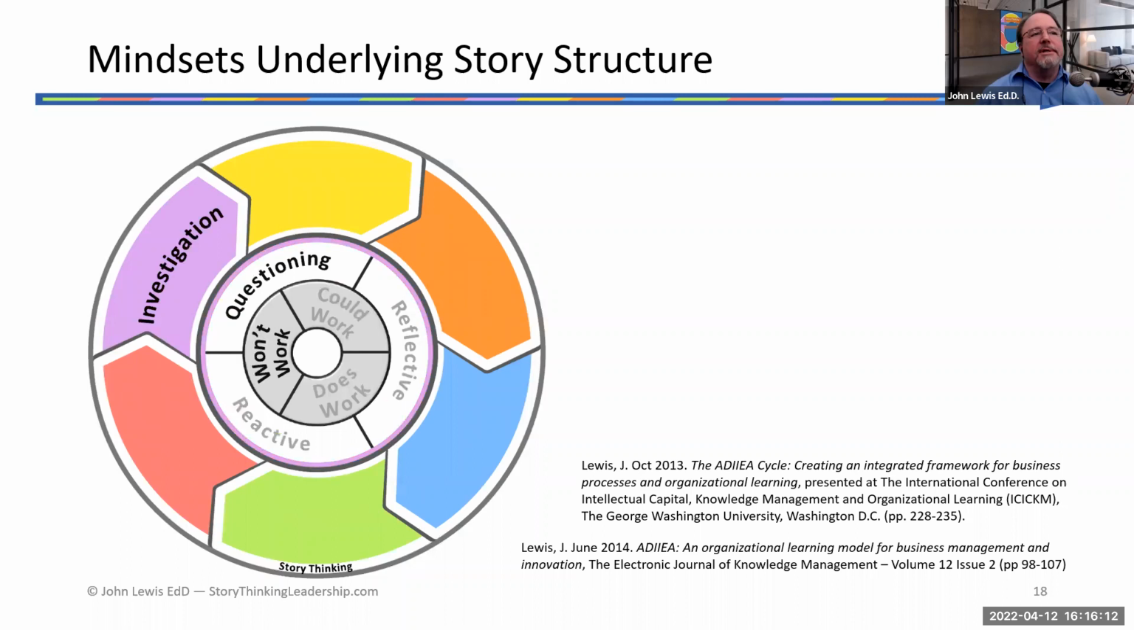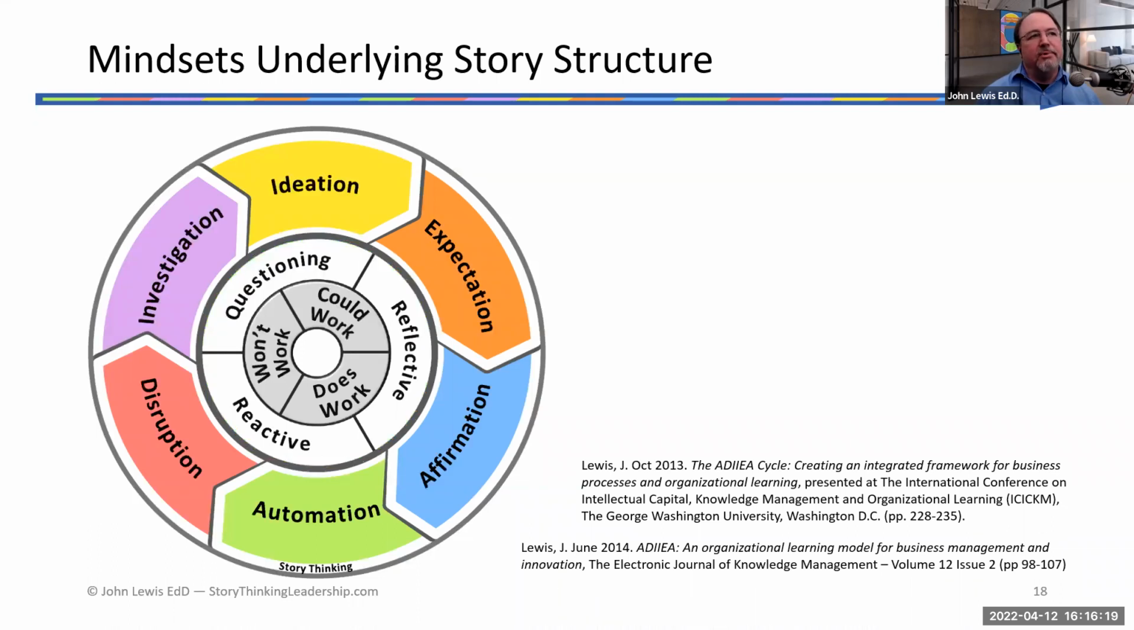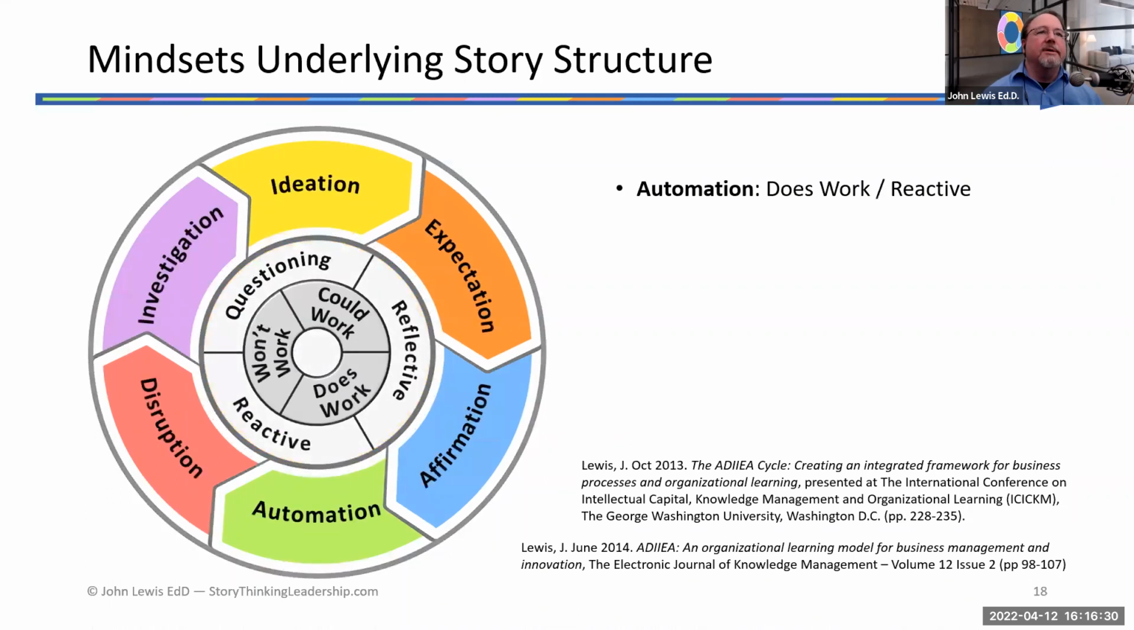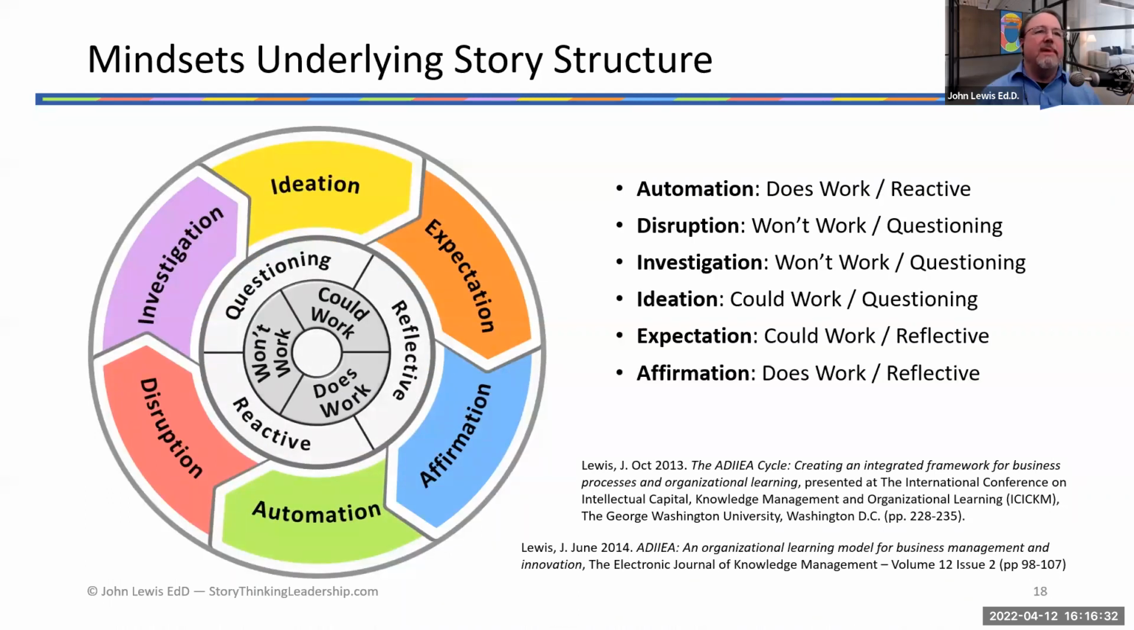You've also noticed what's at the end of sentences across languages. There's a question mark and a period and an exclamation point. And so important that in Spanish, they'll tell you at the beginning of the sentence with an upside down question mark, we're in this mode. And as you bring those two ideas together, you start to see that when we say automation, what we're saying is that we're in a mindset of does work, reactive. Or at the top, when we're in ideation, we're in a mindset of could work and questioning.